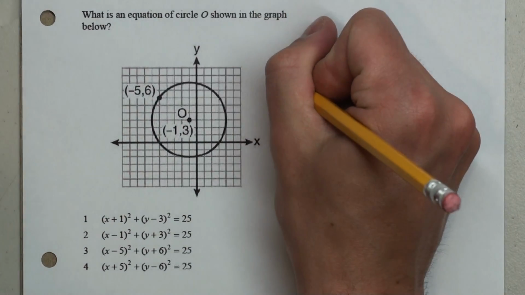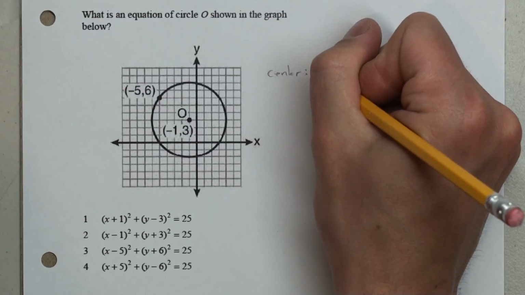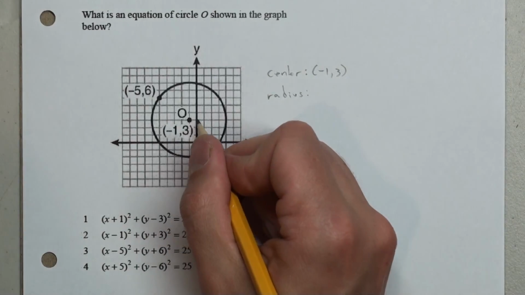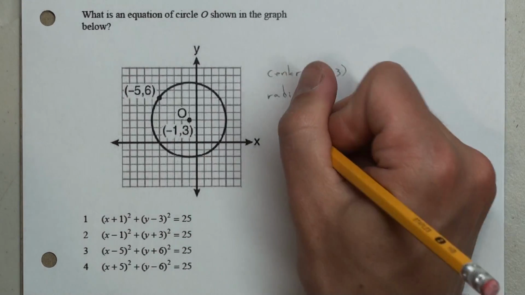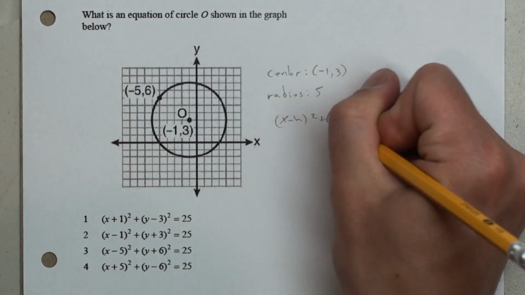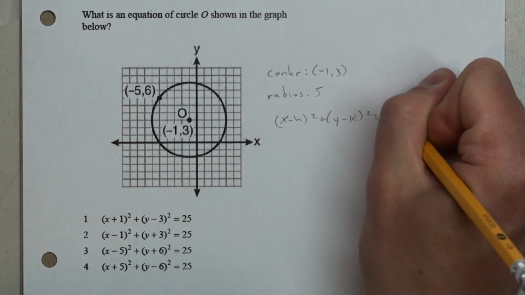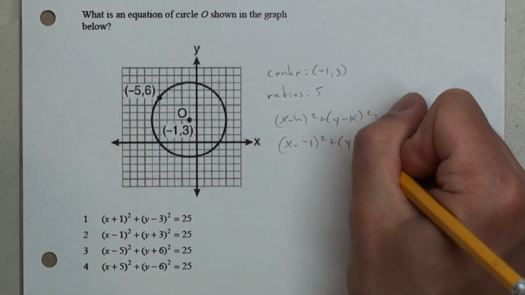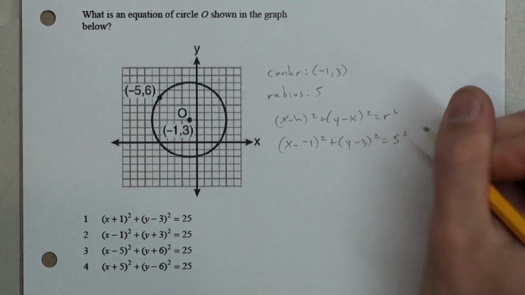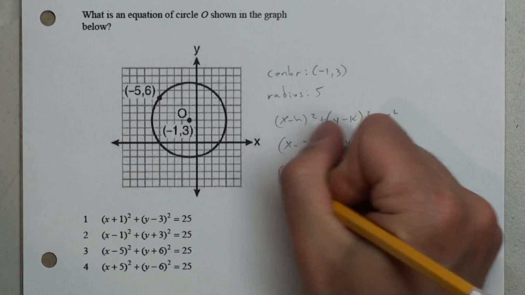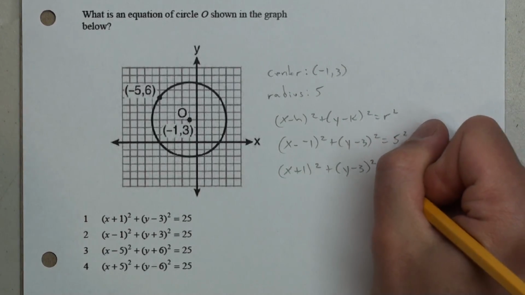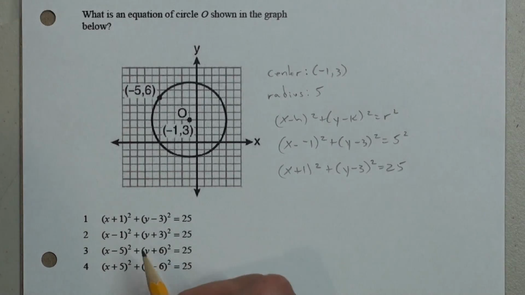Alright, so the center is negative 1, 3. The radius is 1, 2, 3, 4, 5. (x - h)^2 + (y - k)^2 = r^2. So (x - (-1))^2 + (y - 3)^2 = 5^2, which is (x + 1)^2 + (y - 3)^2 = 25. Plus 1, minus 3, 25. Okay.